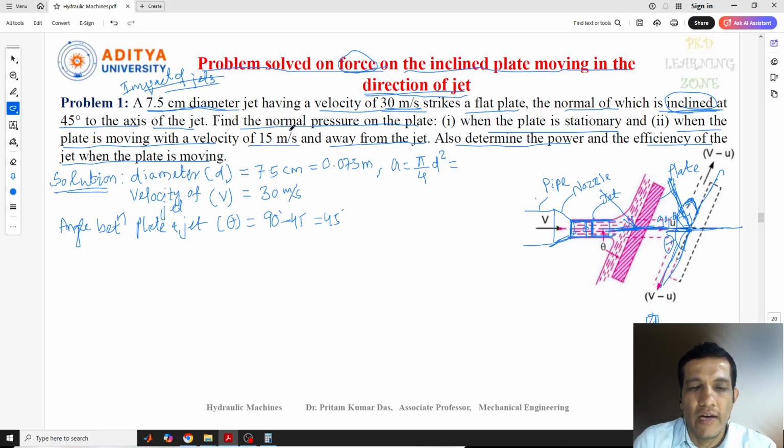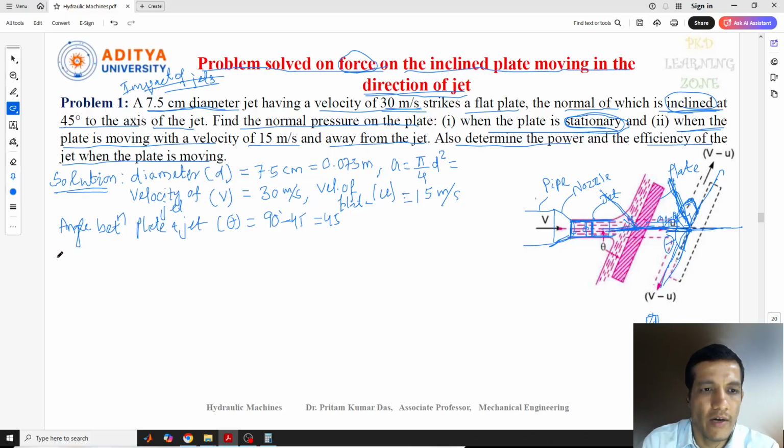So now we need to find the normal pressure on the plate. That means what is the impact of force, or what is the normal force which is acting on this plate. And we need to calculate it in two cases. One is when the plate is in stationary condition, another is when the plate is moving with a velocity of 15 meter per second. Now see, after giving impact, the plate started moving, with this small u. So again we can write, this is the velocity of the plate. One more data, this is small u, and small u is given as 15 meter per second. So these are the data given for our problem.